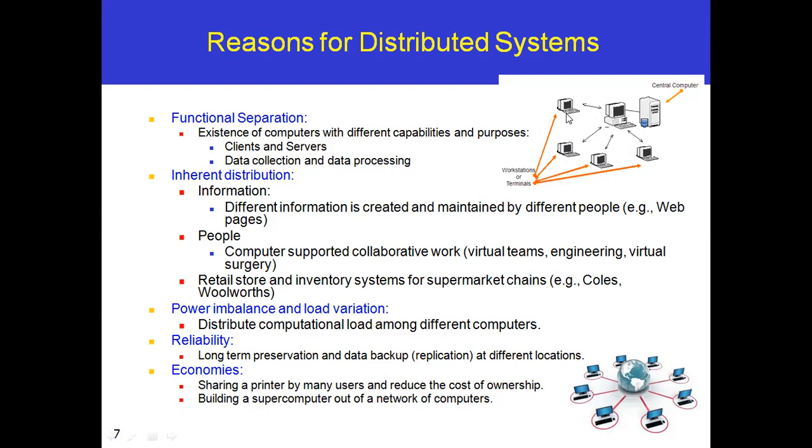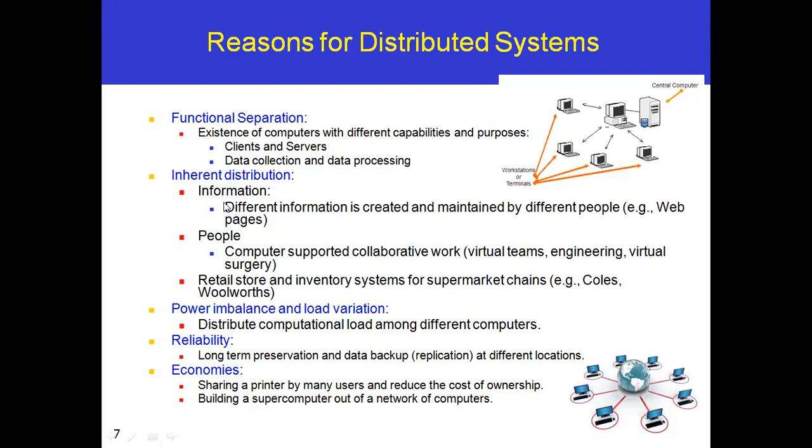Clients and servers, these two work for data collection and data processing. This is called functional separation. This is the first reason for distributed systems. Next one, inherent distribution. Inherent distribution is the second reason.